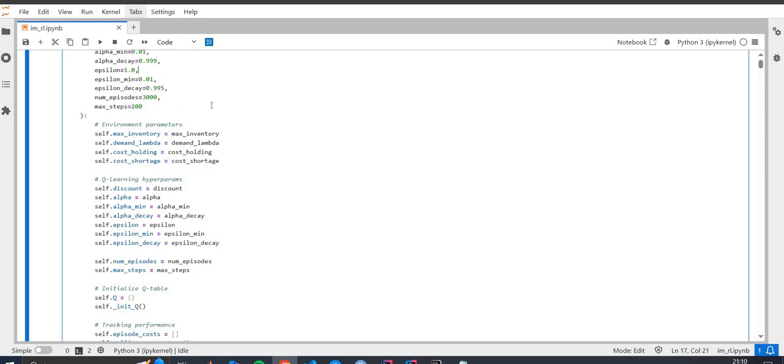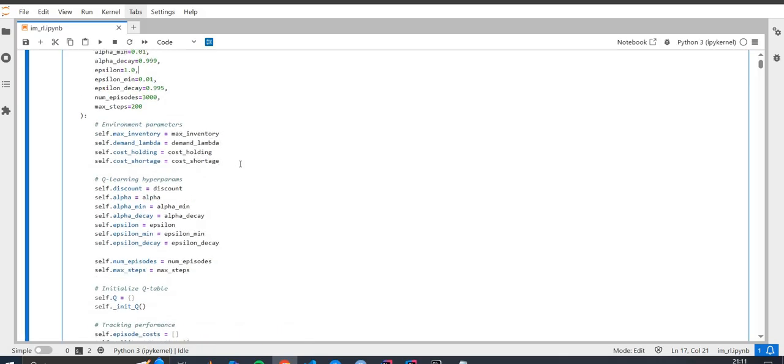And okay, the agent is going to train for a number of episodes, which you can see is set to 3000. This means we are running 3000 complete simulations of the inventory environment, allowing the agent plenty of opportunities to learn. And each episode has a maximum of 200 steps, meaning that in every training run the agent gets up to 200 inventory decisions to adjust its policy.